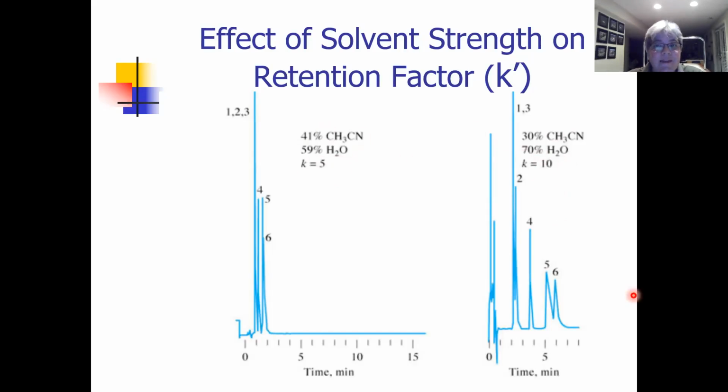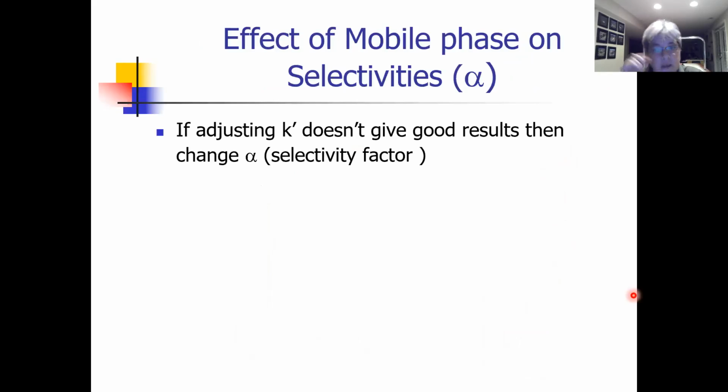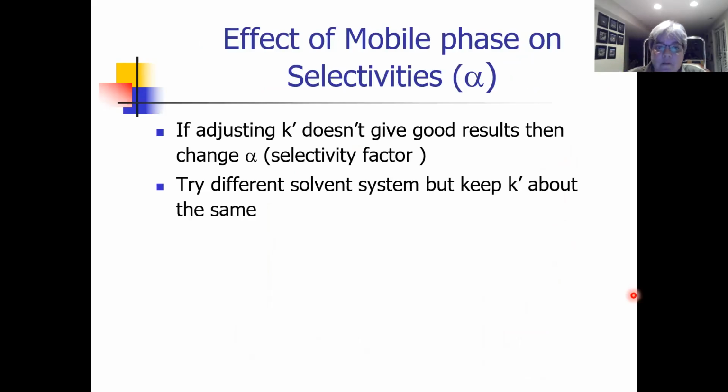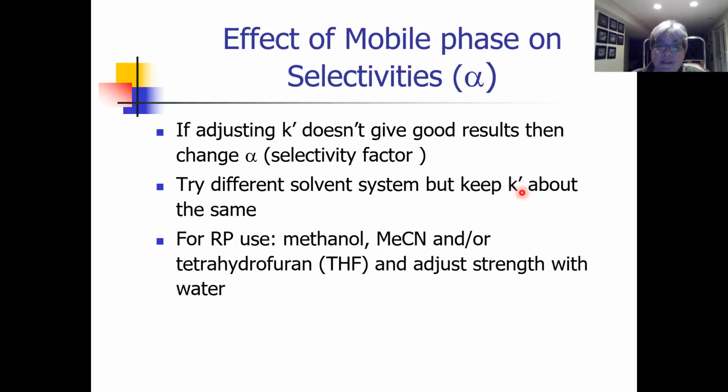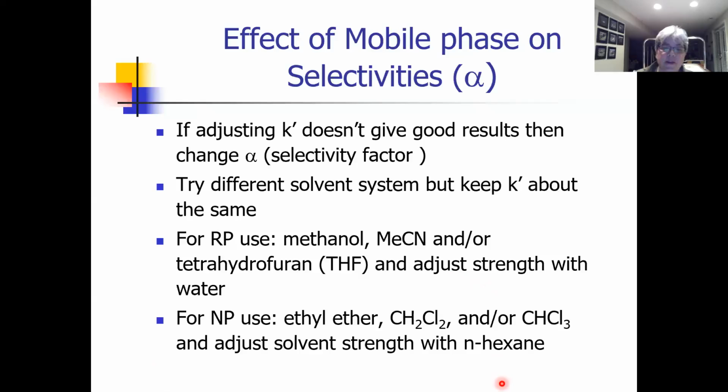All right, so we said if we change K and we still don't get a good separation, then we try to change the selectivity factor. So here we're going to use different solvents, but we're going to try to still keep K, the retention factor, about the same. If you're using reverse phase, usually you'll use methanol or acetonitrile or tetrahydrofuran. That's a 5-membered ring with oxygen in it. So use that to adjust the strength with water. For normal phase, we'll use ethyl ether, methylene chloride, or chloroform to adjust the strength of N-hexane.